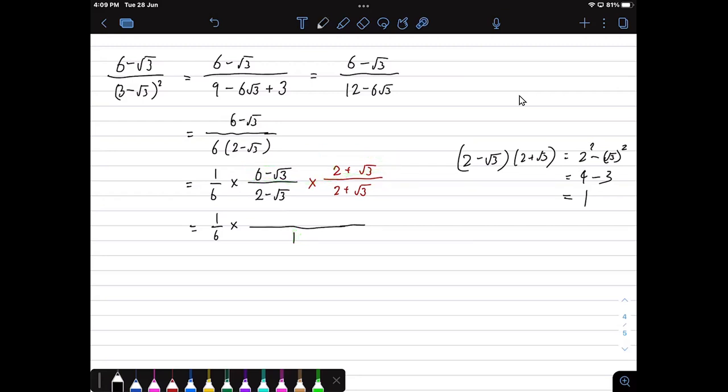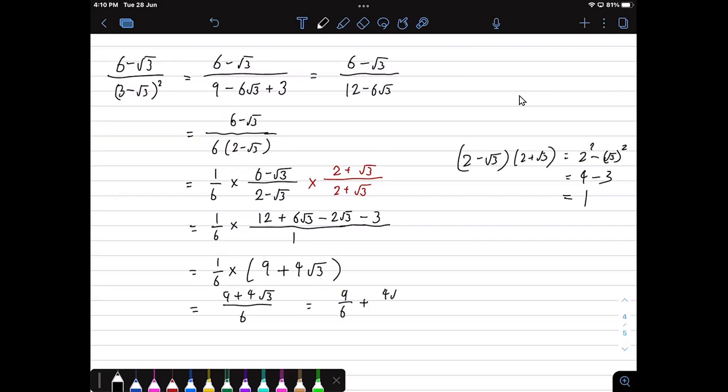Then 6 times 2. Well, 6 times root 3, 6 root 3, minus root 3 times 2. Minus root 3 times root 3 is a minus 3. So 1 over 6. Then we don't need to write the denominator anymore because divide by 1 we can just leave alone. 12 minus 3, bracket 9. 6 root 3 minus 2 root 3, 4 root 3. Then simplify. I can't simplify it much, so I'll just leave it in this format. You can also rewrite it in this format.